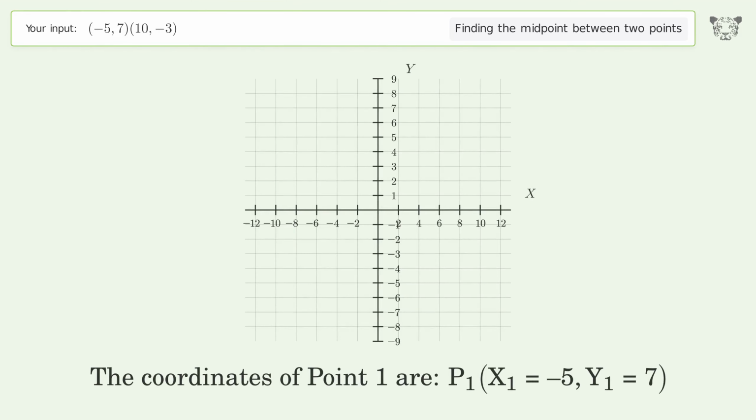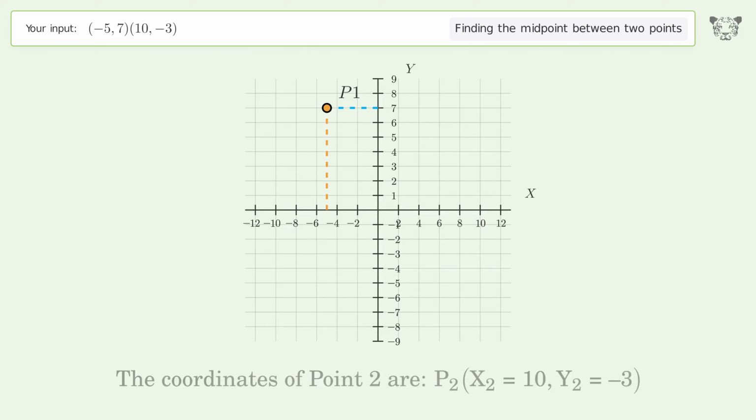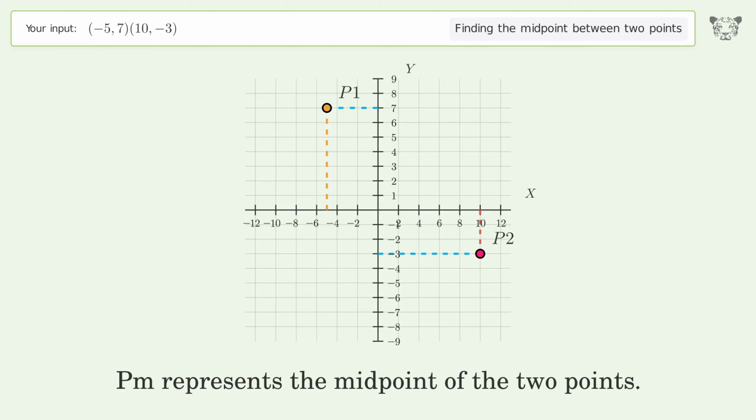The coordinates of point 1 are x1 equals -5, y1 equals 7. The coordinates of point 2 are x2 equals 10, y2 equals -3. PM represents the midpoint of the 2 points.